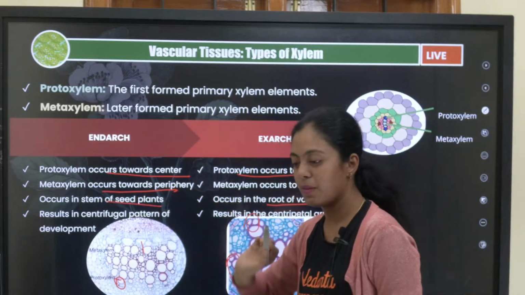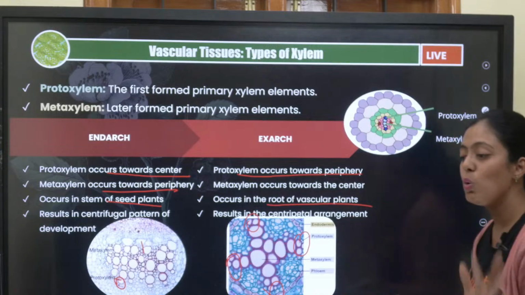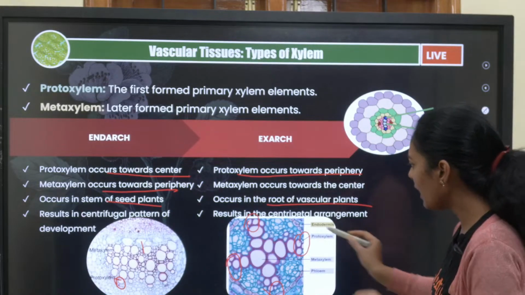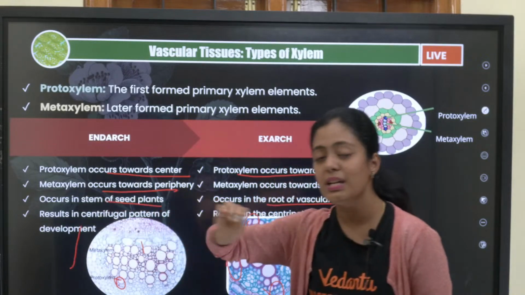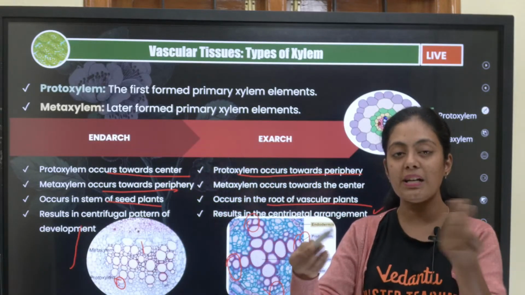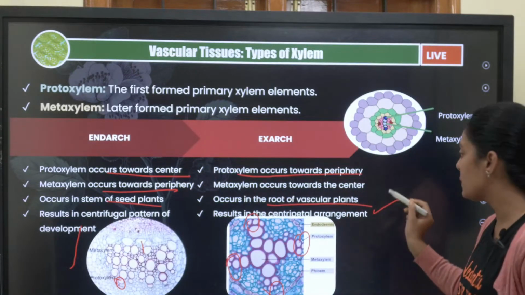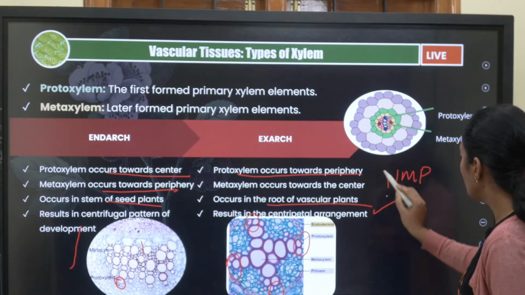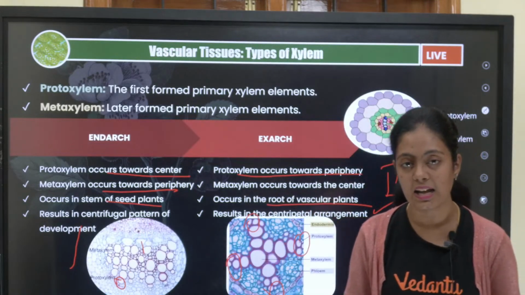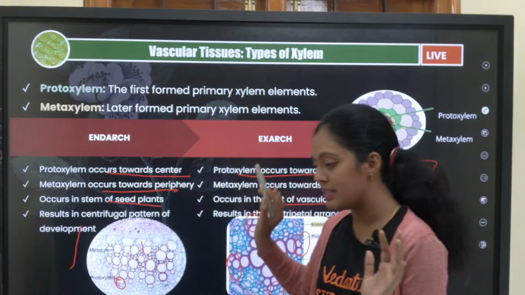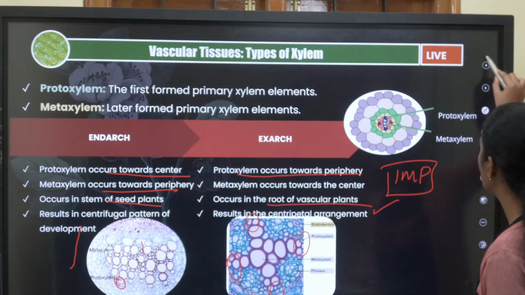It occurs in the stem. Very, very important: endarch is in the stem, exarch is in the root. Endarch results in centripetal arrangement. Exarch results in centrifugal. Centrifugal means away from the center. Centripetal means towards the center. Yes, this is in stem, this is in root. Again, this is very, very important for the NEET exam. Though there is no secondary growth, this is very important. What is endarch, what is exarch, where they are present. Endarch is in stem, and exarch is in roots. Okay, can we continue, students?